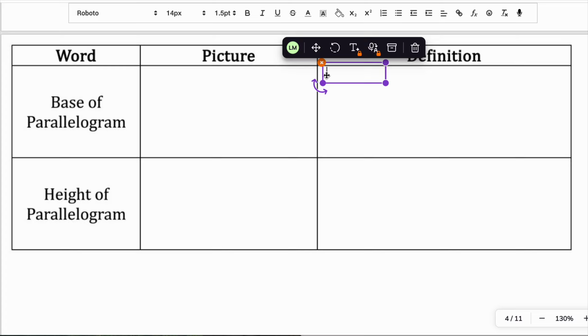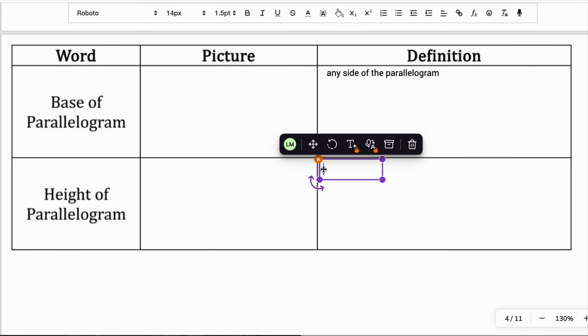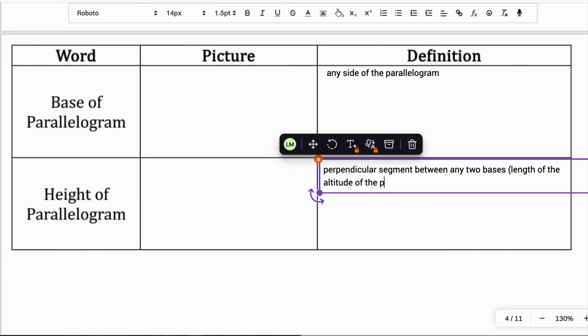A base of a parallelogram is any side of the parallelogram. But the height of the parallelogram has to be a perpendicular segment between any two bases. Literally, this is just the length of the altitude of the parallelogram.